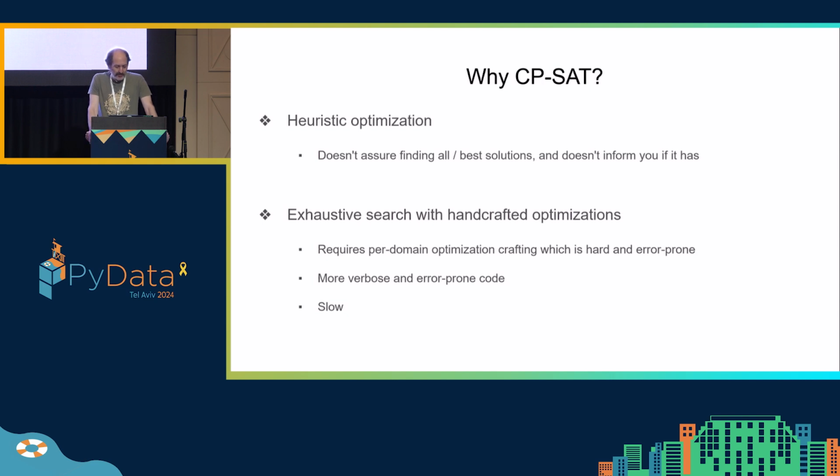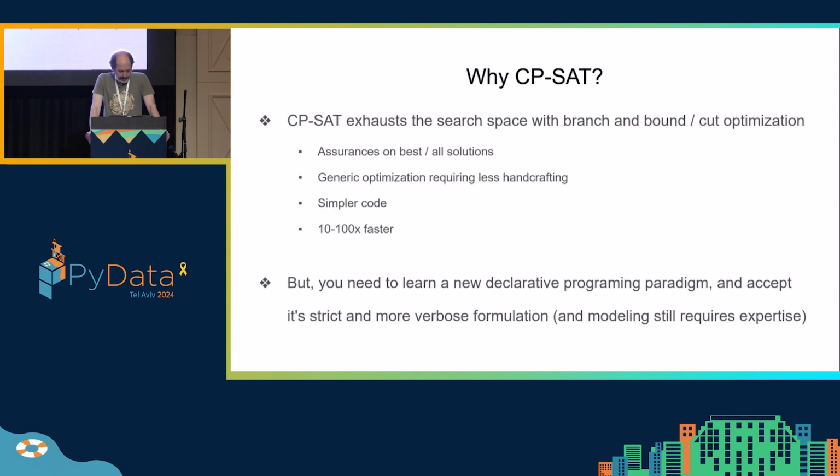Optimizations which are different for each domain are hard to craft and error-prone, make the code more verbose, and the code itself is more error-prone, and in the end, it's usually not fast enough. And CP-SAT can solve all of these problems. This is a very simplified description, but it exhausts the search space by methods like branch and bound, branch and cut. Essentially, what they do is prove mathematically that large areas of the search space may be eliminated and thus save a lot of time.